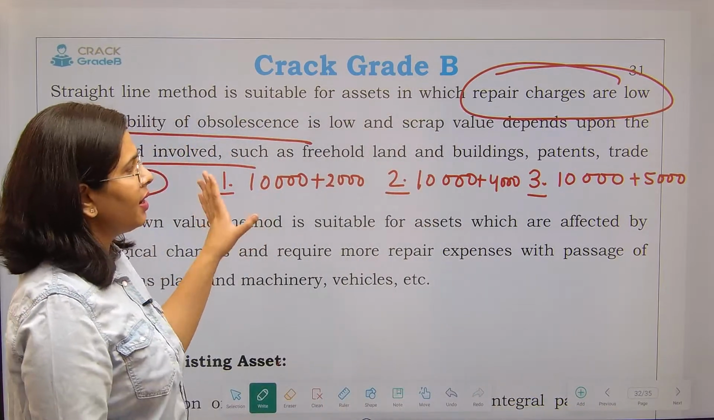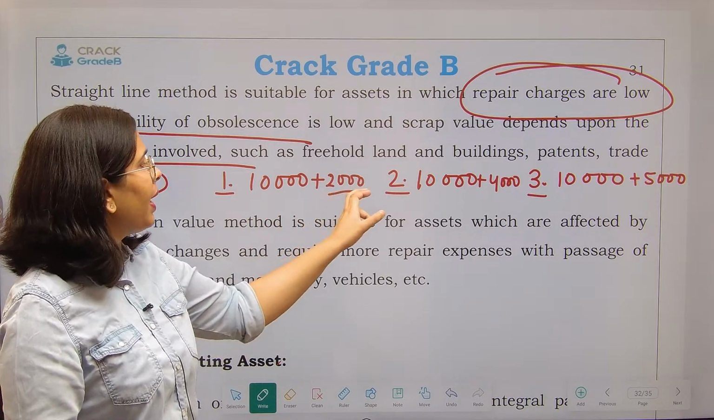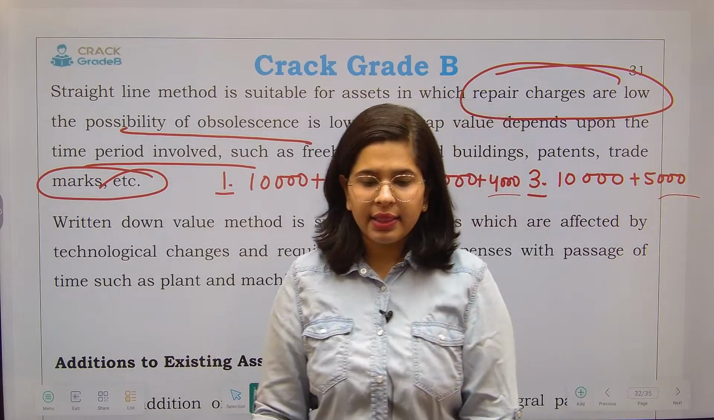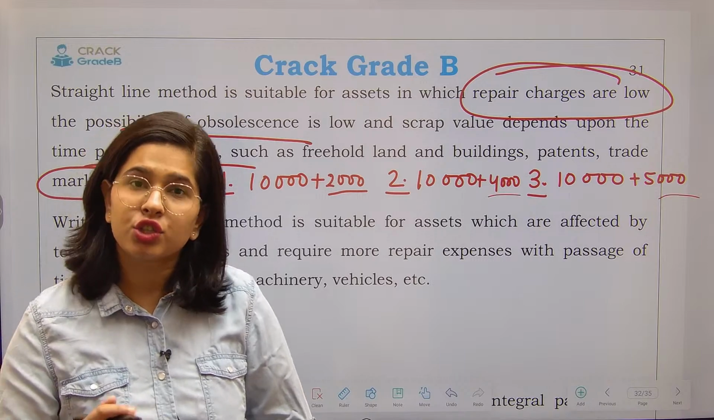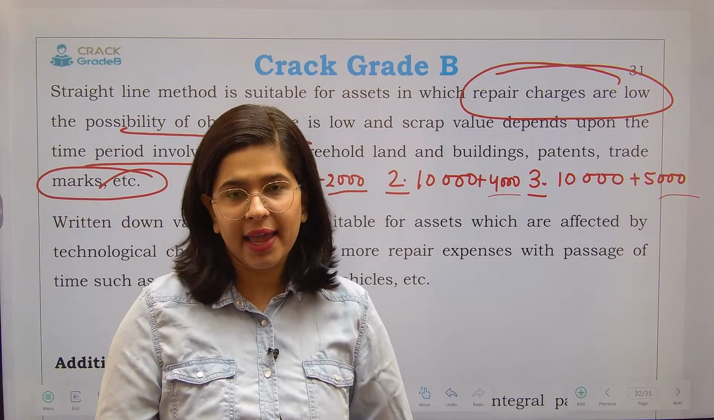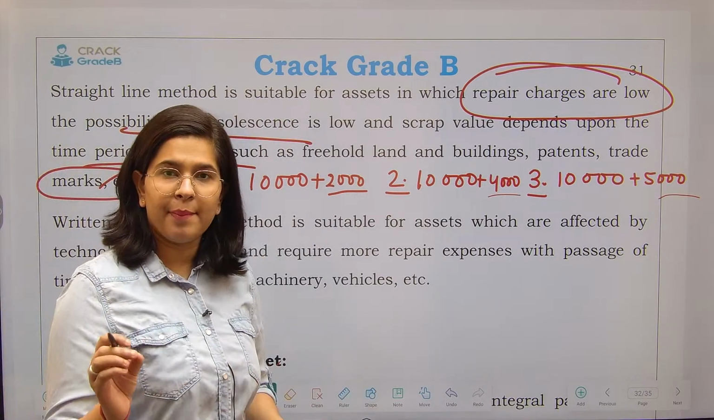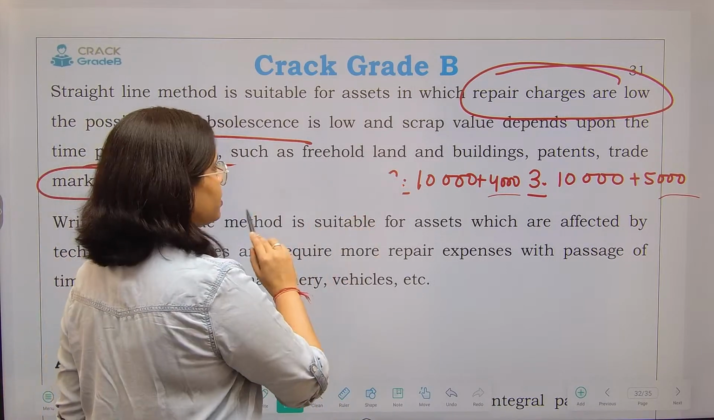So that is why under the straight line method, if your repair expenses are high and they are increasing, then in such cases the straight line method is not suitable. If the repair expenses of an asset are high, then at that point you should apply the WDV method. Okay, I hope now you must have understood.